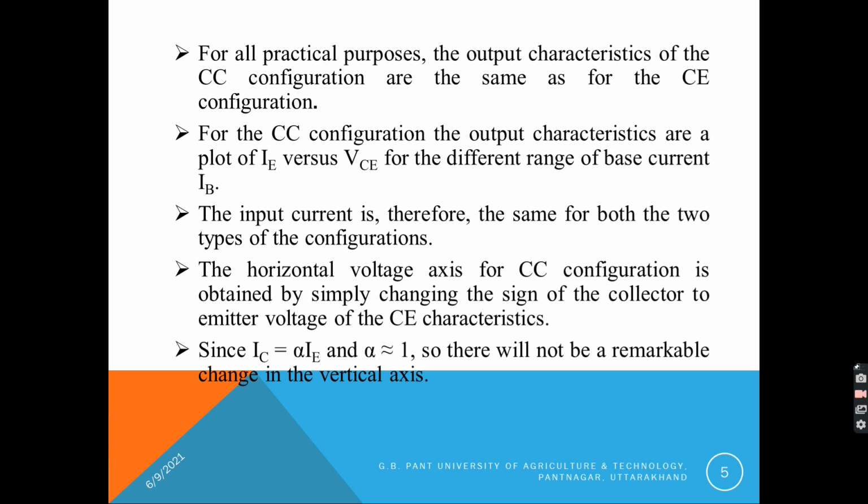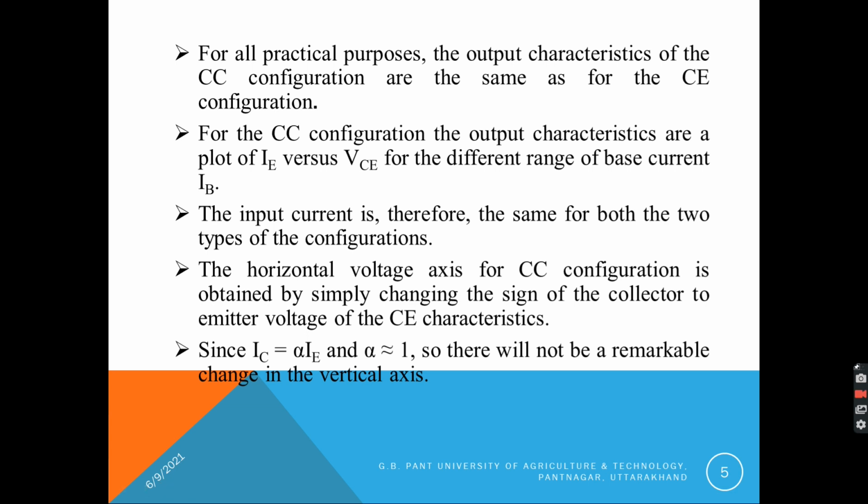Now we know that the collector current IC is directly proportional to the emitter current, related by the equation IC equals alpha times IE, and alpha is nearly equal to 1. So there will not be any remarkable change in the vertical axis characteristics as compared to the common emitter characteristics.